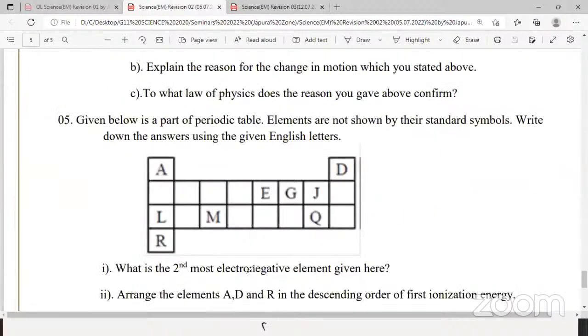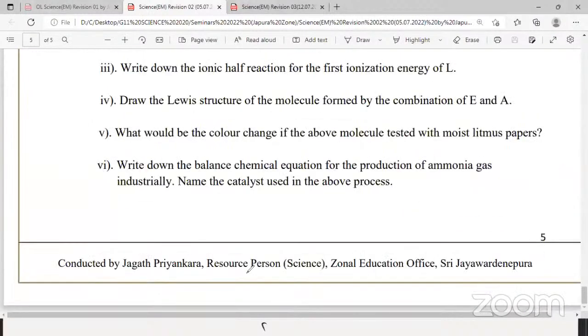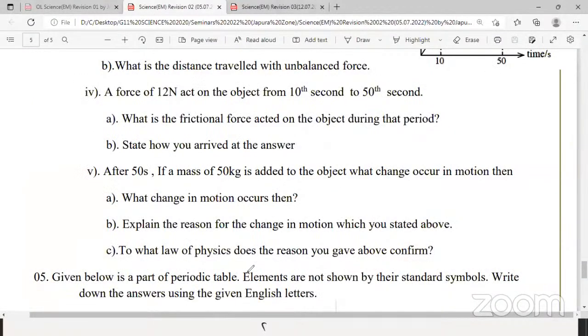Revision number 2, last 3 questions: 1 from chemistry, 1 from physics, and 1 from biology. That is from the previous one.